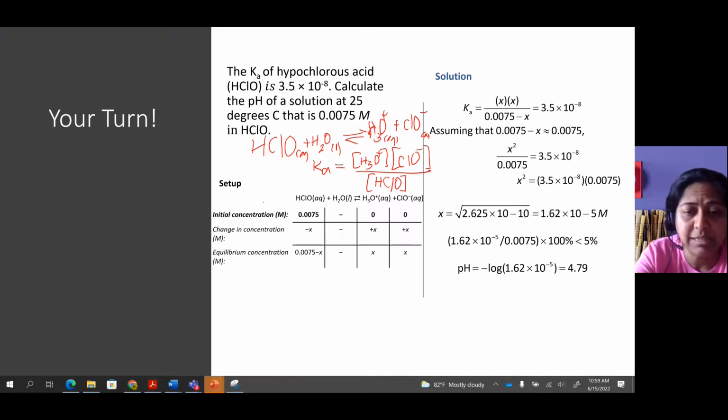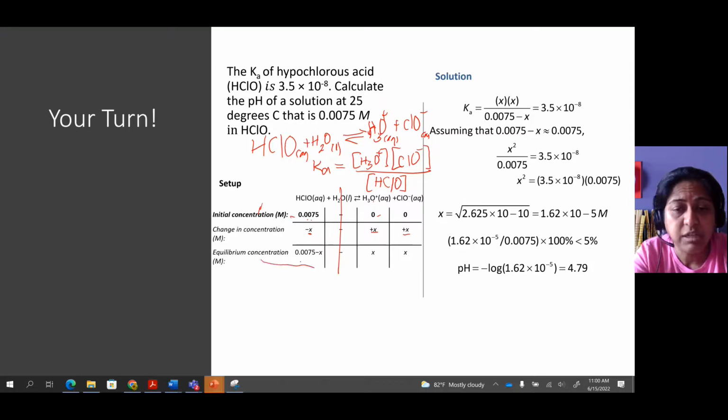Right. Next, we construct this ICE table. The initial concentration of HClO was given as 0.0075. The initial concentrations are not given for the H3O+ or ClO-, so we assume they are 0. The change is negative x for the acid, and positive x and positive x for the products. So the equilibrium concentration for the acid is 0.0075 minus x, and x for the products.